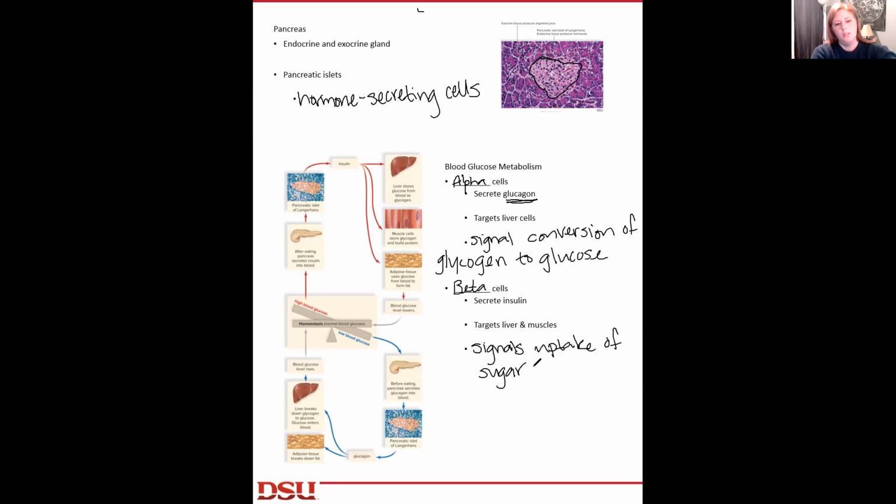So when you ingest something that breaks down into a sugar, and it doesn't just mean something sweet, it means breads, pastas, potatoes, things like that, then those beta cells are stimulated to secrete insulin so that all of that glucose that rushes in can actually be picked up and used, either used by the muscles or stored by the liver. Okay?